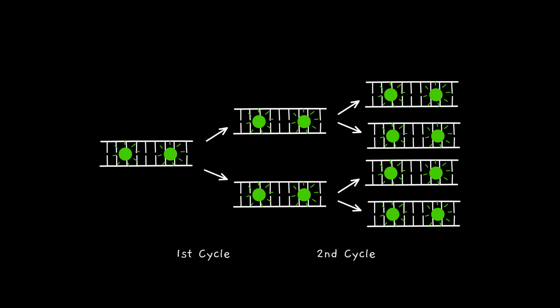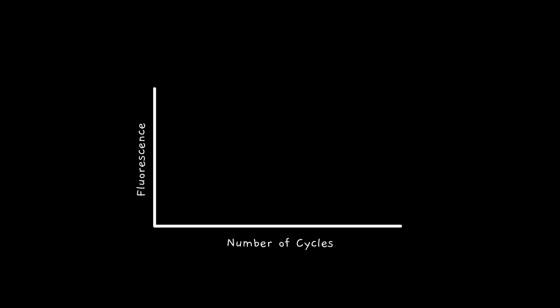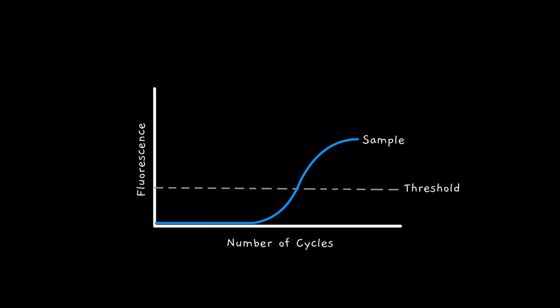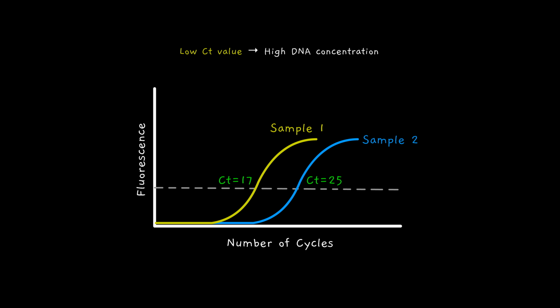Ideally, the amount of target DNA roughly doubles with each cycle. As more DNA accumulates, the fluorescent signal increases, producing a characteristic amplification curve. A threshold is set above the background fluorescence. The cycle at which the signal crosses this threshold is called the CT, or cycle threshold, value. A low CT means the sample started with more target DNA, while a high CT means it started with less.